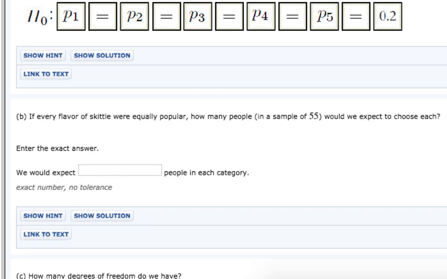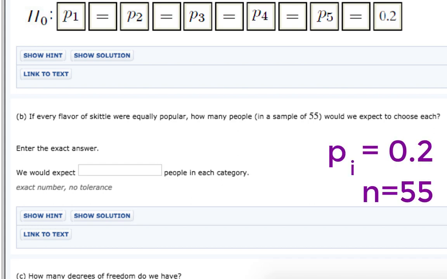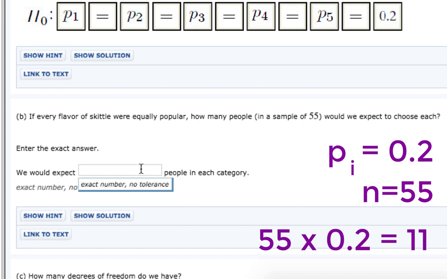In part B, if every flavor of Skittle were equally popular, how many people in a sample of 55 would we expect to choose each? Our expected value is N times P sub i. In this case, in part A, we said that all P sub i equals 0.2. N, which is 55, times P sub i, which is 0.2, gives us 11.